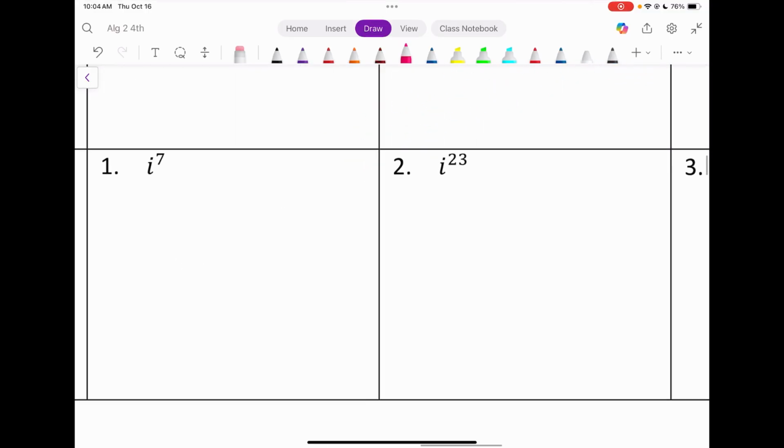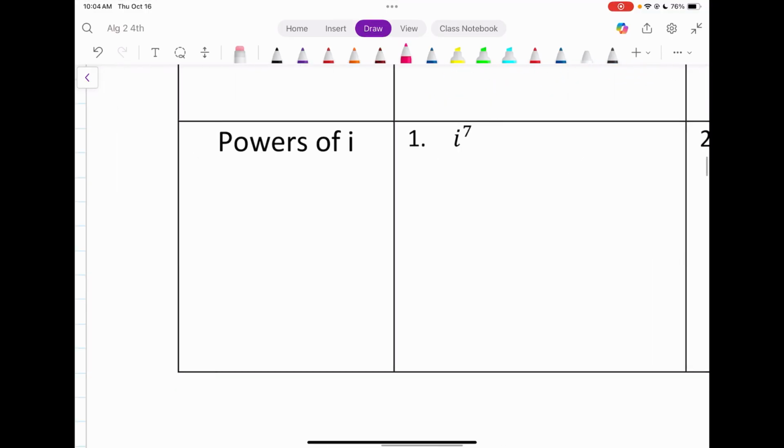Let's also go over the powers of i. The powers of i to the first power, second power, third power, and so on follow an actual pattern. Here's the pattern it follows. i to the first power is i, i to the second power is negative 1, i to the third power is negative i, and i to the fourth power is positive 1. Then it actually starts over: i to the fifth, i to the sixth, i to the seventh, i to the eighth, i to the ninth, and so on and so forth.